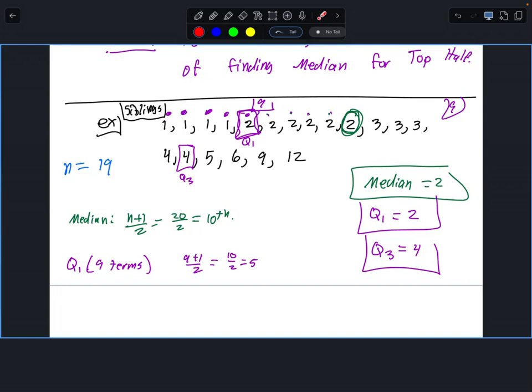So the n plus 1 over 2 rule is really a major focus that I want you to have, and hopefully as you relook at the homework from yesterday, you'll reuse this. Tomorrow we're going to practice not just finding the median with data, but finding Q1 and Q3 as well. All right? That's what I have for you.